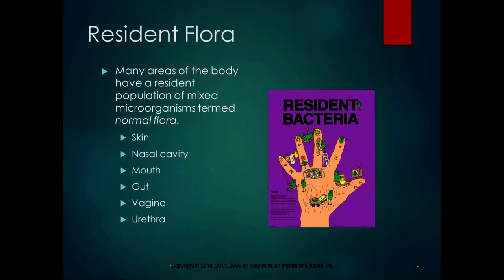We have on many parts of our body a resident population of mixed microorganisms, and we call them our normal flora. So in our skin, in our nasal cavity and mouth, in our gut, and the ones in our gut really help with a lot of digestion, in the vagina and the urethra. One of the things that our normal flora do for us is they take up space to not let the bad guys get in. But these guys can be opportunistic pathogens if they get in the wrong place.